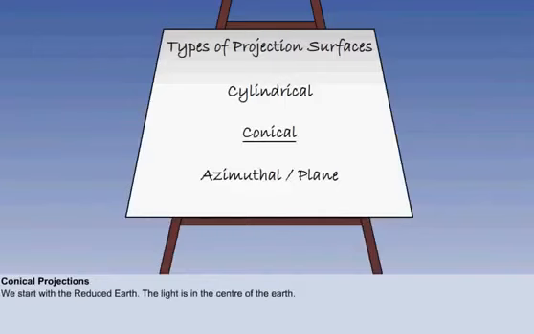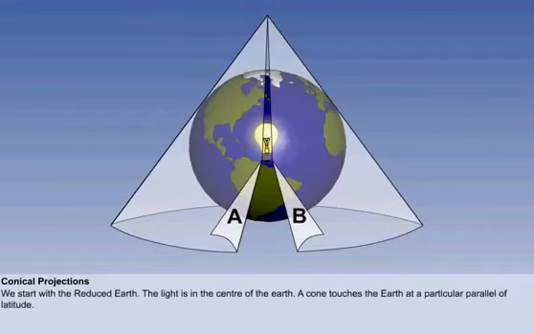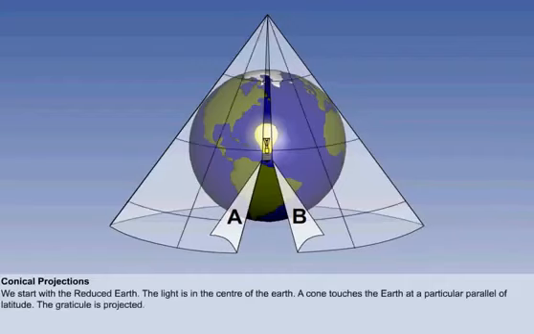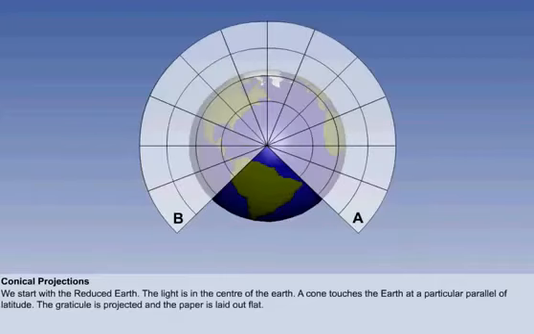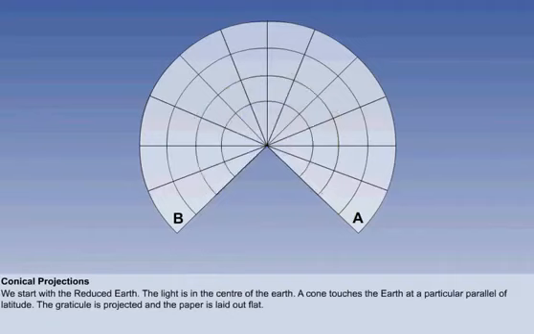The next one to consider is the conical projection. Just as we had with the cylindrical projection, we have a reduced Earth with a light in the center. A cone touches the Earth at a particular parallel of latitude. The graticule is projected. The cone is developed. That simply means that it is laid flat. The result is a circle with a sector missing. What we see here represents the northern hemisphere of the whole Earth.